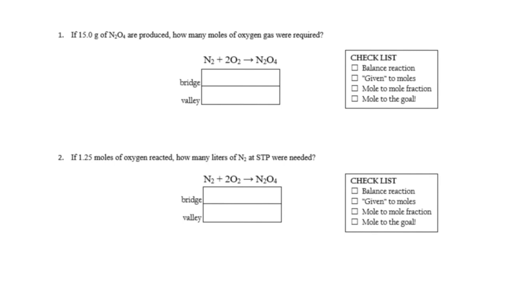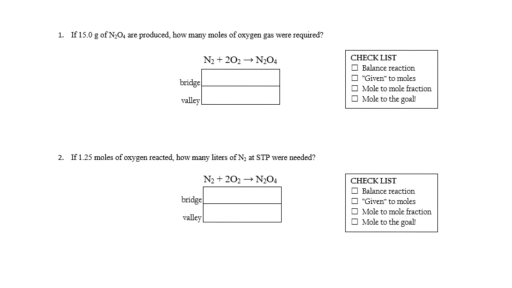So now let's start working on some of these mixed mole problems. The first problem says, if we have 15 grams of N2O4, how many moles of oxygen are produced? First thing we ask ourselves is how many times is mole mentioned in the problem? Well, it's mentioned one time. So we're going to need two conversions.